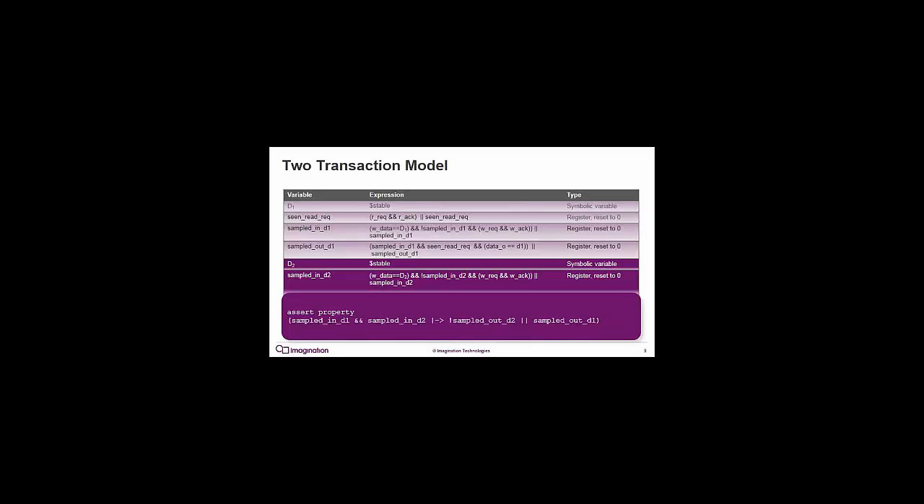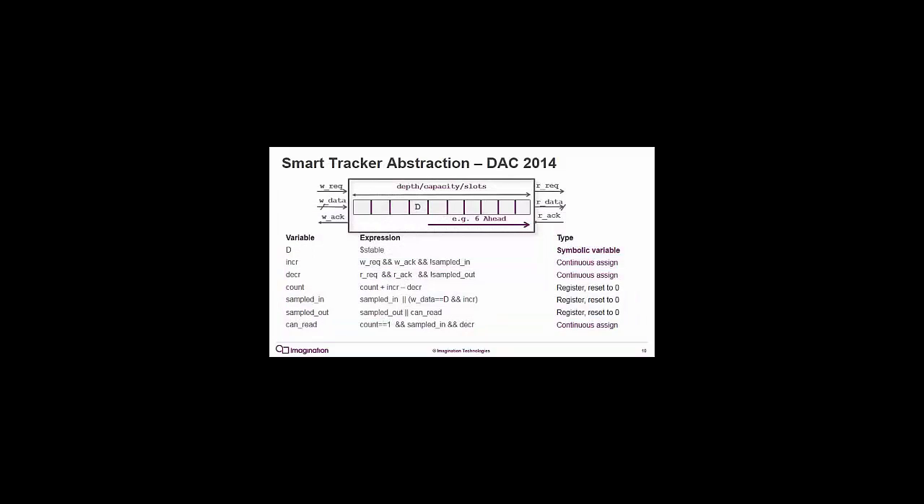So actually, this model is quite simple, and we use this internally to verify our internal FIFOs. We then presented in DAC what we call a smart tracker abstraction. Called it smart tracker because one day I just wanted to create a local copy of this, and I didn't have a better name for it. It's now referred to as a smart tracker.